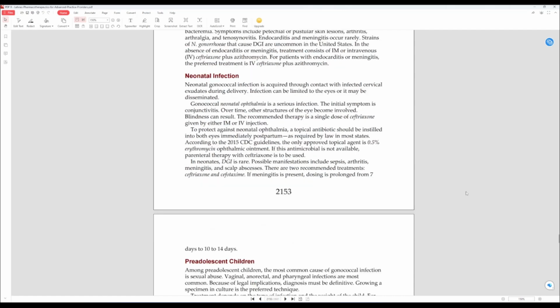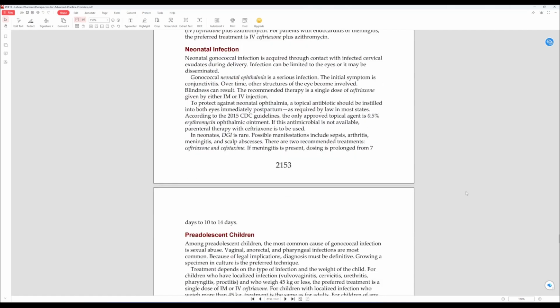Neonatal infections. Neonatal gonococcal infections are acquired through contact with infected cervical exudates during delivery. Infection can be limited to the eyes or it may be disseminated. Gonococcal neonatal ophthalmia is a serious infection. The initial symptom is conjunctivitis. Over time, other structures of the eye become involved. Blindness can result, and the recommended therapy is a single dose of ceftriaxone, given by either IM or IV injection.